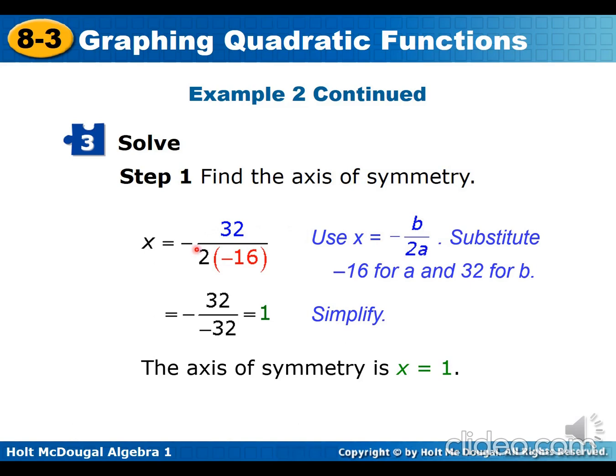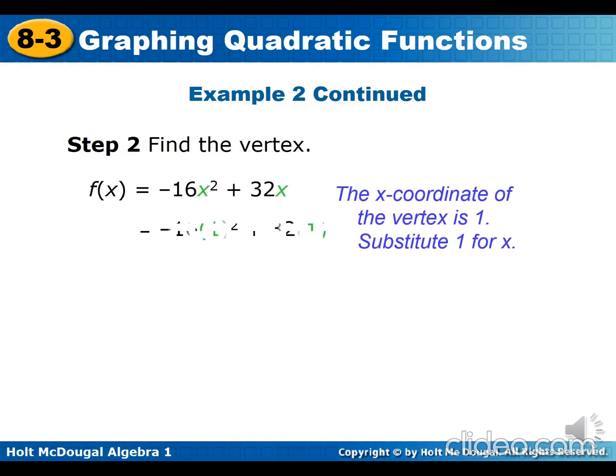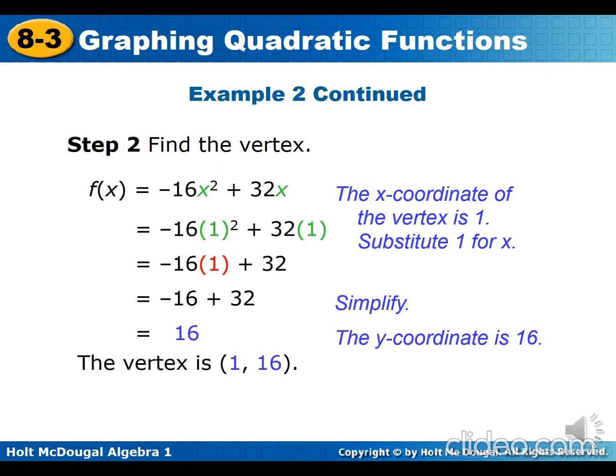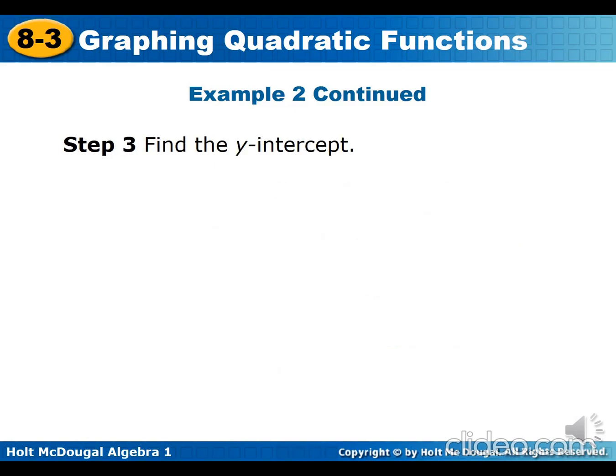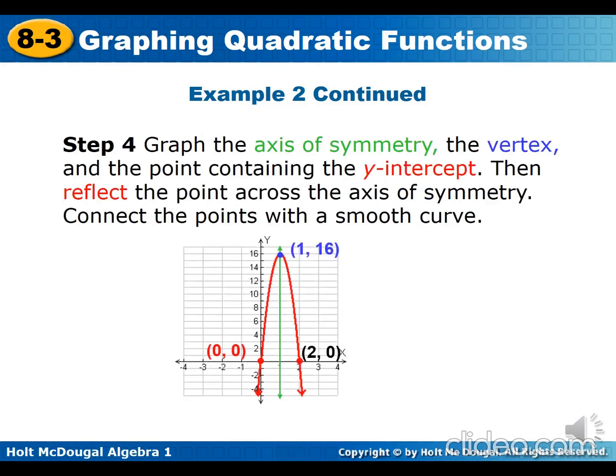If you defined a and b correctly, you will have x equals 1, and that's the axis of symmetry. Find the vertex: use that 1 and substitute it in the function, and then you will get the answer, which will be 16. So the y-coordinate is 16. So the point, which is the vertex, is (1, 16). Remember, a vertex should be x and y, a point. Let's find the y-intercept. If you identify the c, as you can see, we can't see a number, so c will be 0, and that will be the origin.